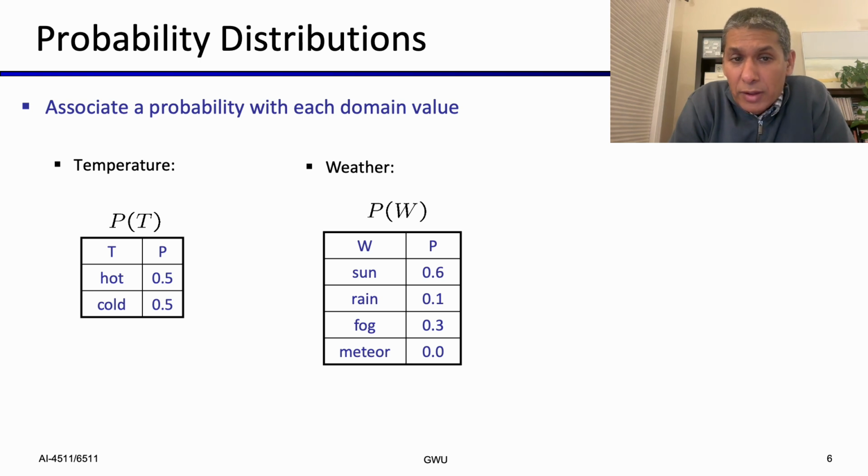Now we come to the concept of a probability distribution. Under the probability distribution, we associate a probability with each domain value, saying that, okay, for this particular domain value, this is the probability, etc. So for example, for the random variable temperature, we say that for the domain value hot, the probability is 0.5. For cold, the probability is 0.5. Similarly, for weather, we say it's sunny, rainy, foggy. These are the probabilities here.